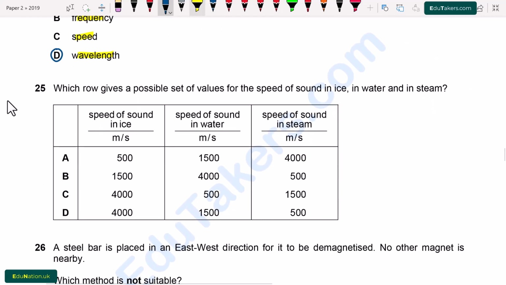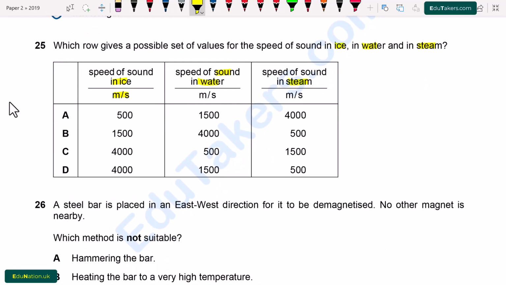Question number 25. Which row gives a possible set of the values for the speed of sound in the ice, in water and in steam? The speed of sound in ice in meter per second, the speed of sound in water, speed of sound in steam. So first of all, we know that the speed of sound is larger in the solid as compared to the liquids and gases. I write here, speed of sound is larger in the solid as compared to the speed of sound in the liquid. It is also greater than the speed of sound in the gas.